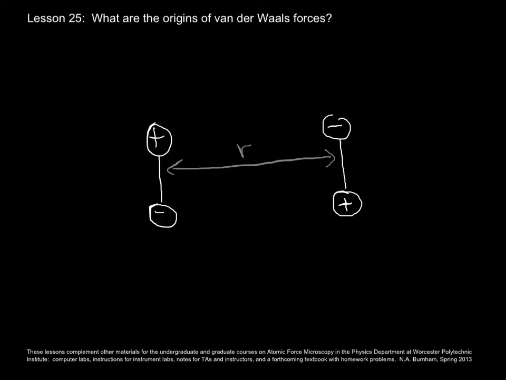Let's look at the forces between two dipoles, starting with the positive charge in the upper left. It will be repelled from the positive charge in the lower right and attracted to the negative charge in the upper right. Similarly, for the negative charge in the lower left, it will be repelled from the negative charge in the upper right and attracted to the positive charge in the lower right.